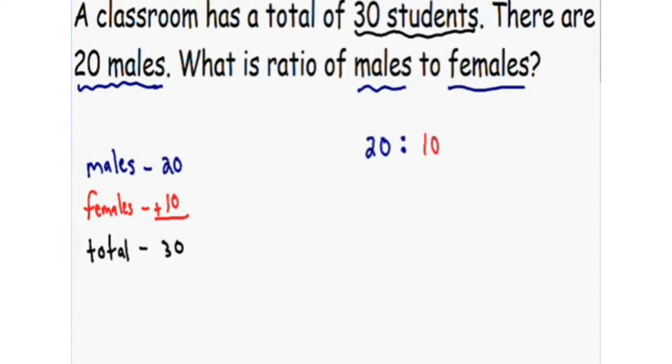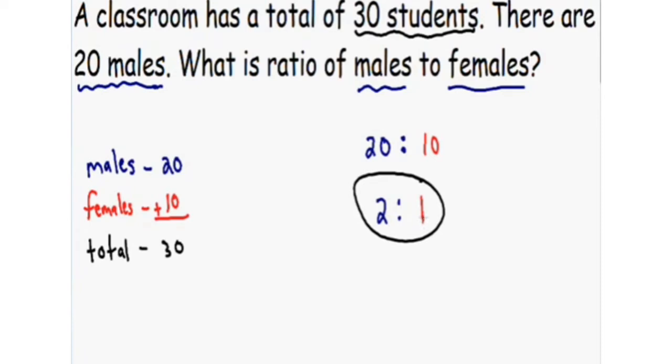When you look at this, it is not in the simplest form. You will agree with me, it's not in the simplest form. Simplifying 20 to 10, our common factor is 10. So we divide both sides by 10. 20 divided by 10 is 2, and 10 divided by 10 is 1. So this is our final answer.